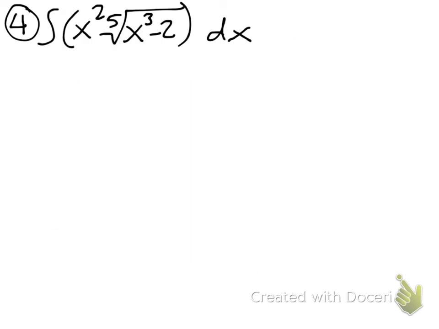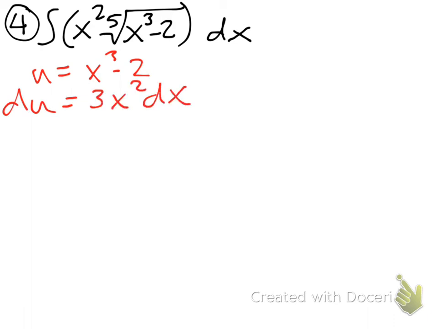Alright, so next problem is the integral of x squared times the 5th root of x cubed minus 2. I'm going to pick my inner function as my u, so I'm just going to pick x cubed minus 2. Take the derivative, and it's 3x squared dx. And I do have an x squared and a dx. I need to get rid of this 3 though.